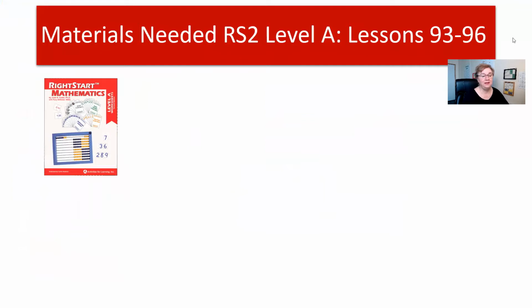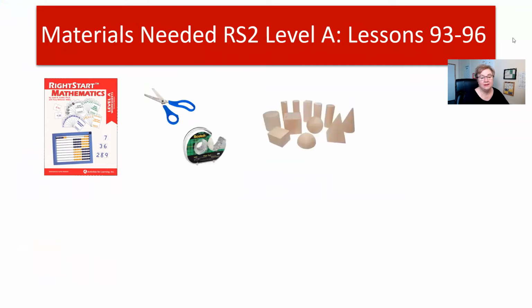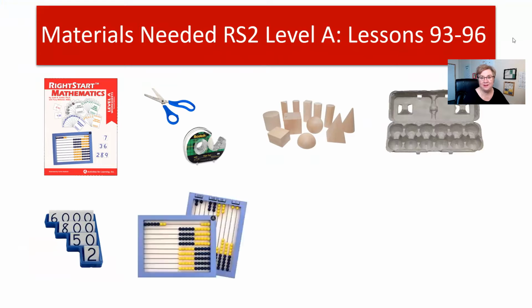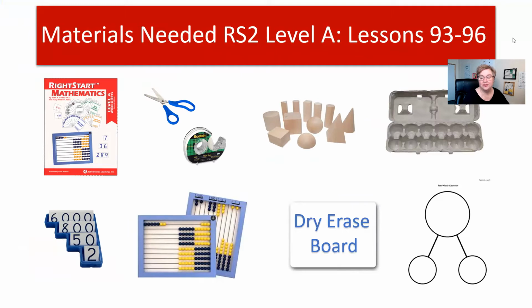You're going to need the worksheets, some scissors and some tape, the geometric solids, an empty egg carton, preferably one that has 12 spots. You're also going to need a couple items, either 2 eggs or 2 objects you could put in there also. Your place value cards, the abacus, the dry erase board, and the part hole circle set.